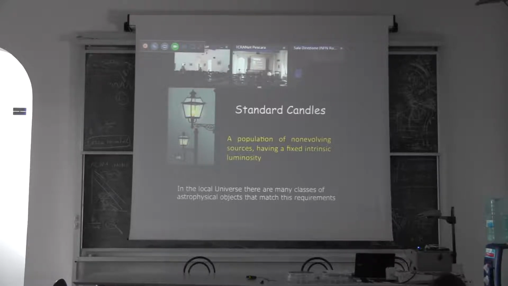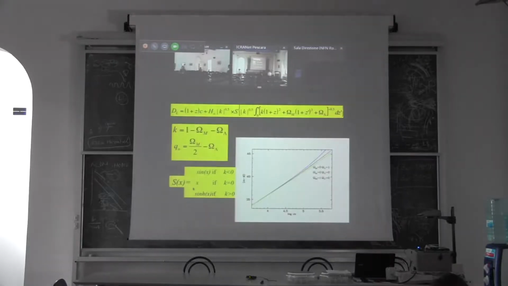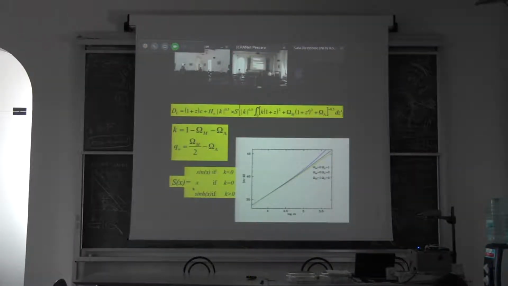there are RR Lyrae stars in our galaxy and in the Andromeda galaxy, and they can be used, for example, to measure the distance to the Andromeda galaxy. But they are very faint, so they are useless for cosmological goals.